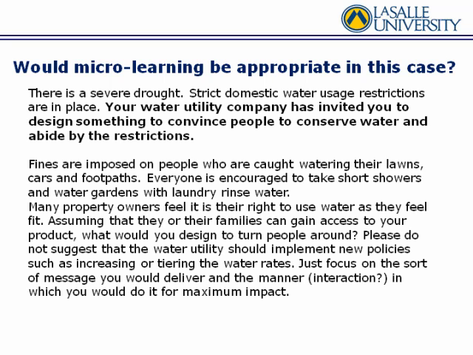Everyone is encouraged to take short showers and water gardens with laundry rinse water. Many property owners feel it is their right to use water as they feel fit. Assuming that they or their families can gain access to your product, what would you design to turn these people around? And please don't suggest that the water company needs to change their policies. And the question we're really asking here is, is this a case or a scenario where we could use microlearning? Who wants to tackle this one first?